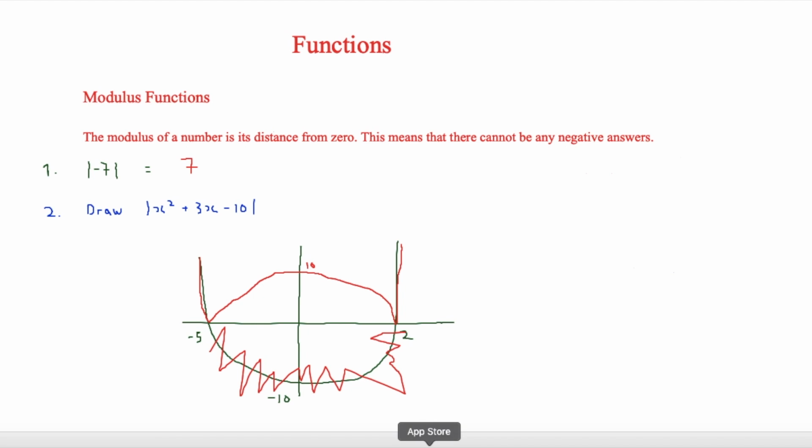So that is all of functions. We've gone through composite, inverse, modulus, and the basics of a function.